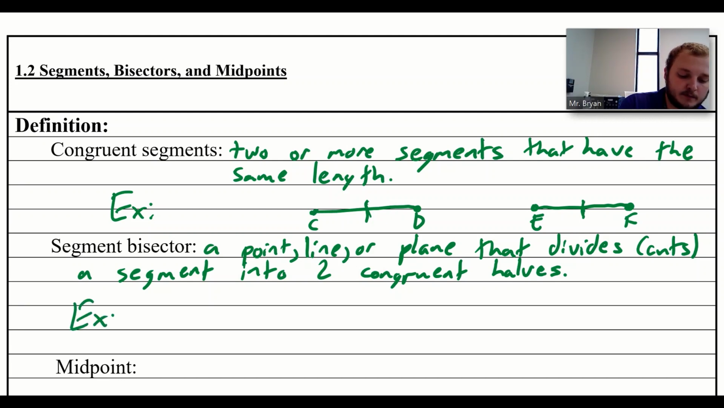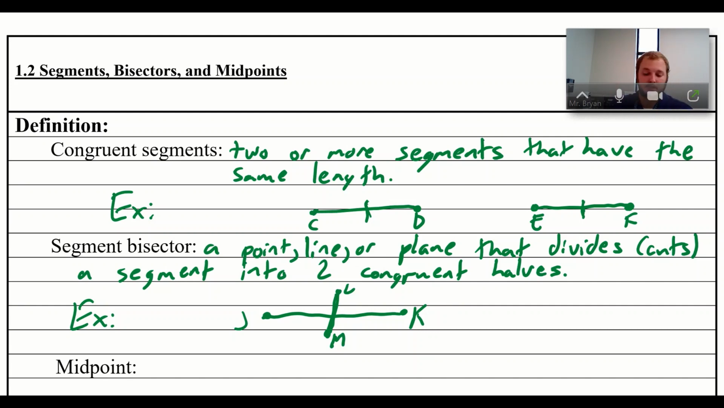Okay, so for example here, let's say we have line segment JK. And then let's say it intersects with another line. We talked about that word last video, right? Intersects. Let's say we just have an intersection point here. And we'll say this is LM, or intersection line, I should say. If I were to look at this and I was told LM is the segment bisector, what that means is it cuts it into two equal halves, or two congruent halves, I should say.